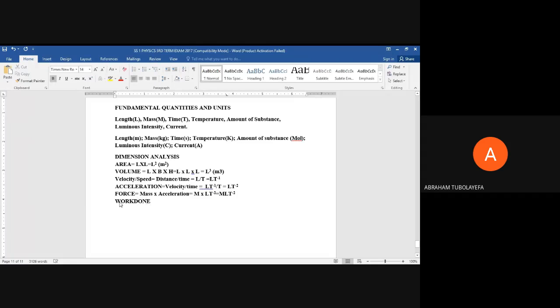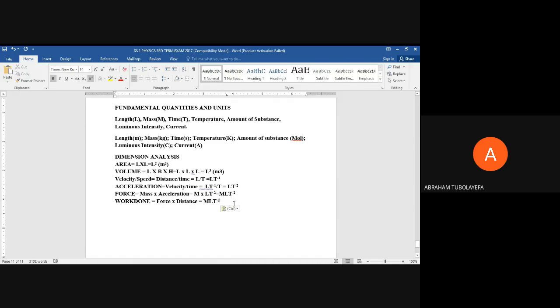Work done. Do you remember the formula for work done? Work done is force times distance. Now we have gotten the dimension for force already, MLT to the power of minus 2. So we don't have to start breaking it down again.